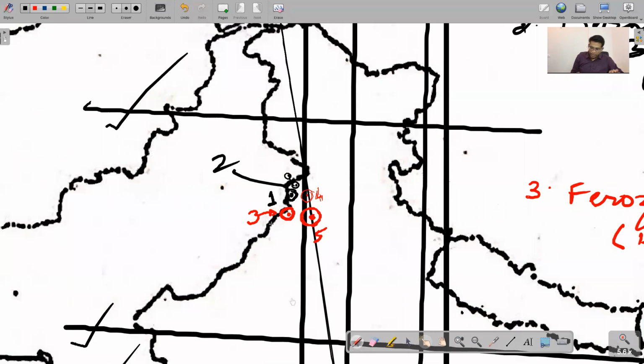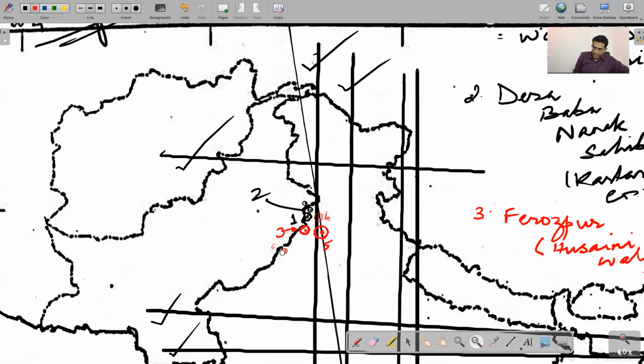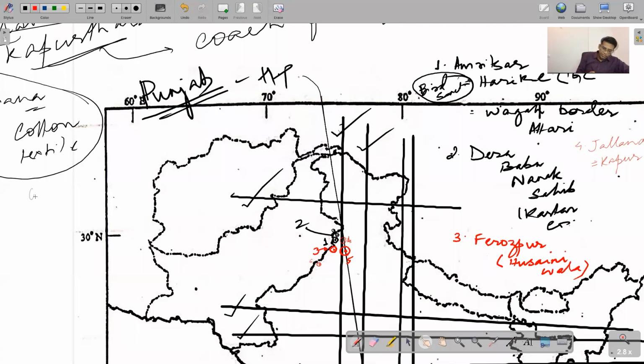Next. Now, if you look at this Ferozpur bend, come toward the next bend. This is the next bend here. This is Ferozpur. Next bend, somewhere here. This is Sri Ganganagar. So if you number this as 6, Ferozpur, the second bend here, just below that, this is Ganganagar, 6. So number 6, Sri Ganganagar.